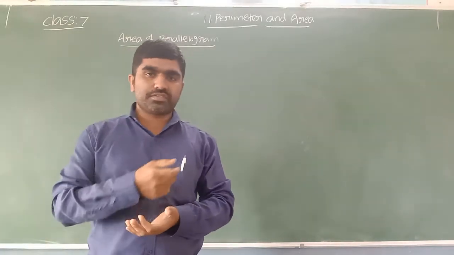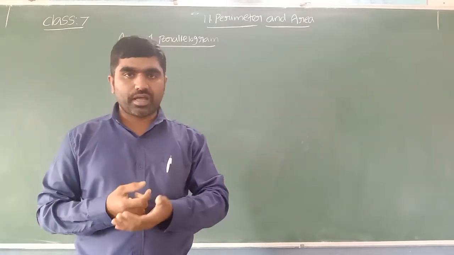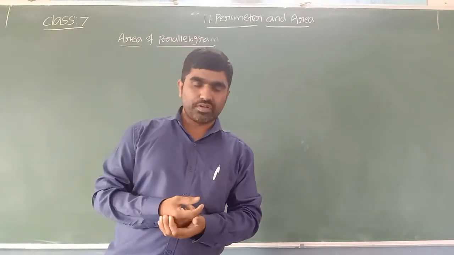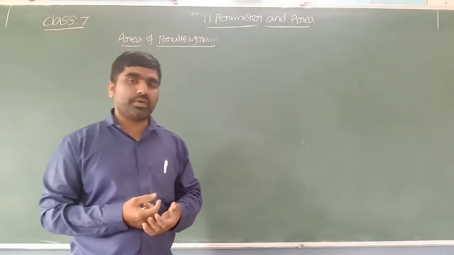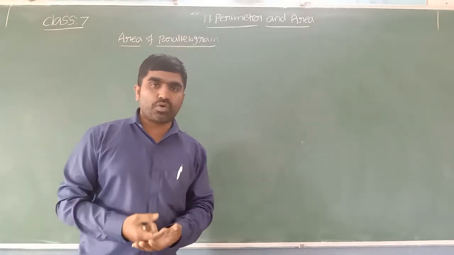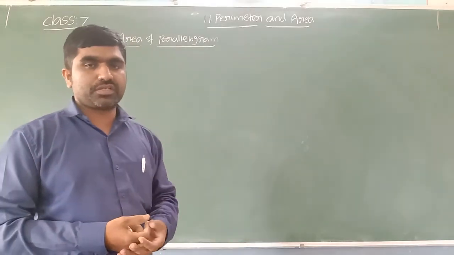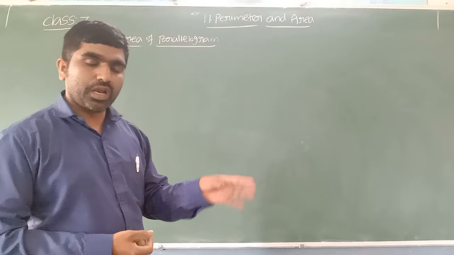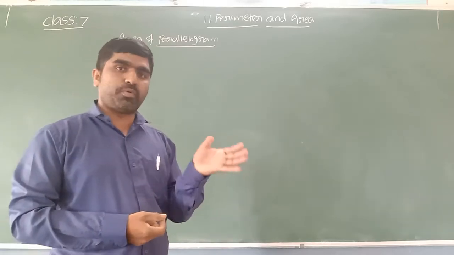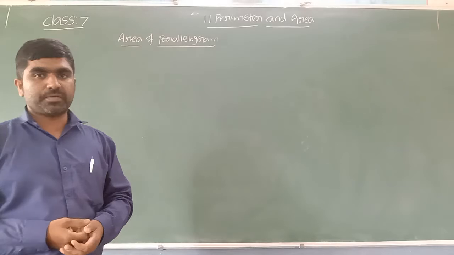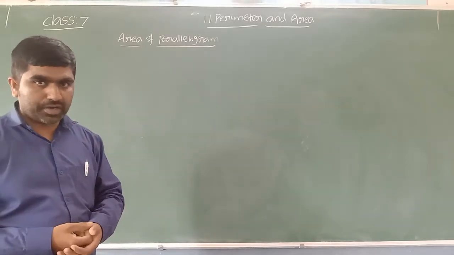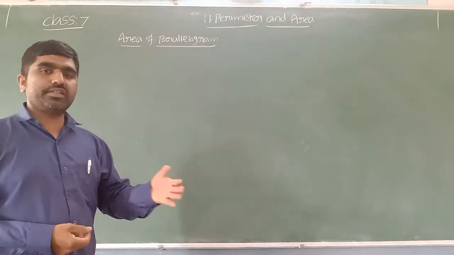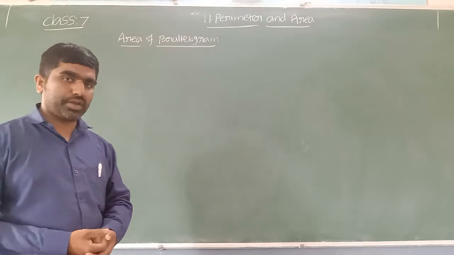You know about these quadrilaterals like square, rectangle, parallelogram, rhombus. All these are special types of quadrilaterals. What is a quadrilateral? A quadrilateral is a simple closed figure bounded by four sides. A quadrilateral is a polygon bounded by four sides. Square, rectangle, parallelogram, rhombus, trapezium are all special types of quadrilaterals.